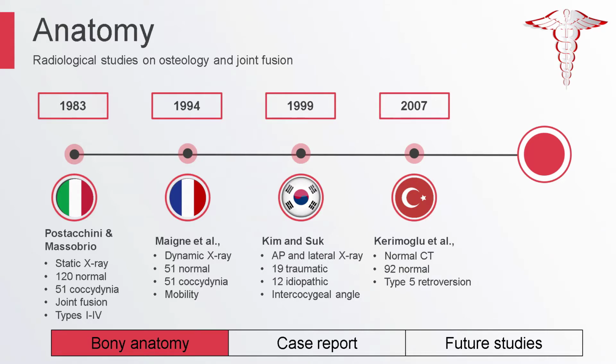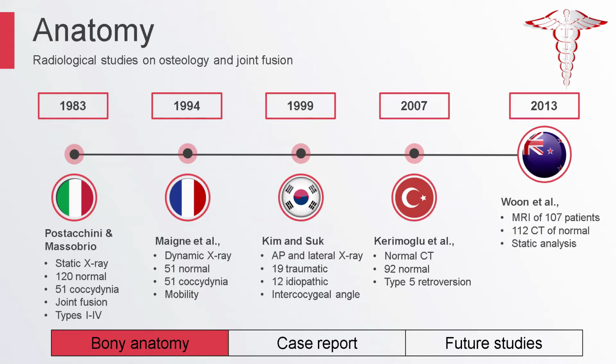In '07, there was a Turkish study, and they came out with a type 5, which is retroversion, where the distal end of the coccyx extends backwards. You guys call it pseudospurs. And also in '07, Grassi, an Italian, did a dynamic MRI study looking at movement during defecation, and they found that during defecation it moves more so than between standing and sitting.